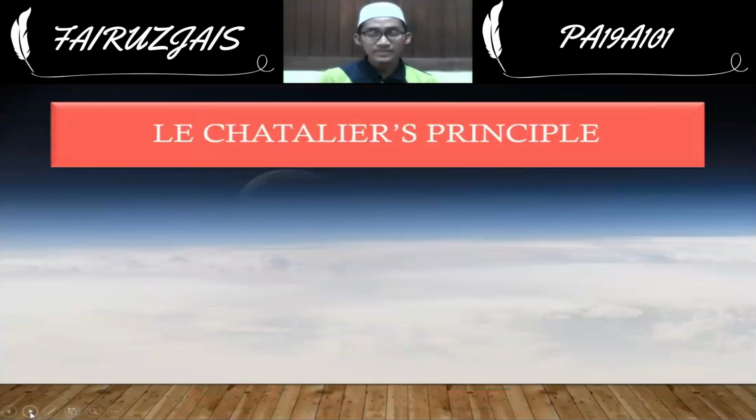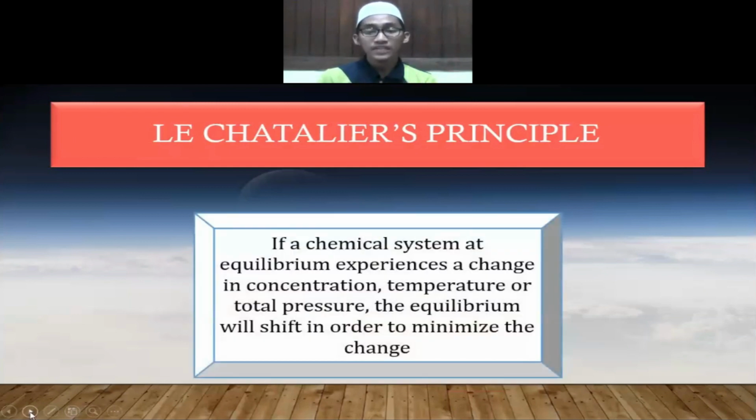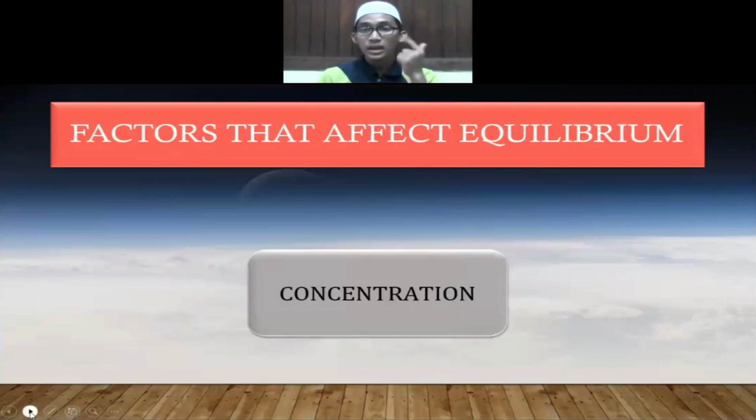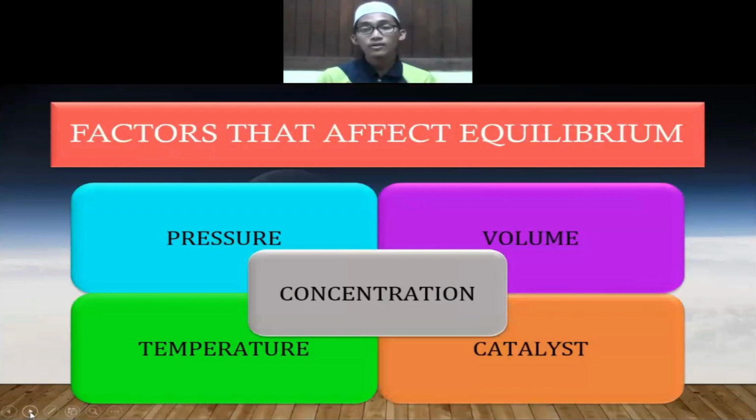Le Chatelier's principle is a principle that is used to predict the effects of various changes on the equilibrium position. If a chemical system at equilibrium experiences a change in concentration, temperature, or total pressure, the equilibrium will shift in order to minimize the change. There are 5 factors that affect the equilibrium, which are concentration, pressure, volume, temperature, and catalyst. But in this section, I will only explain concentration and temperature, because for a reaction which has the same number of moles of gases in both products and reactants, the change in pressure and the change in volume will have no effect at all.